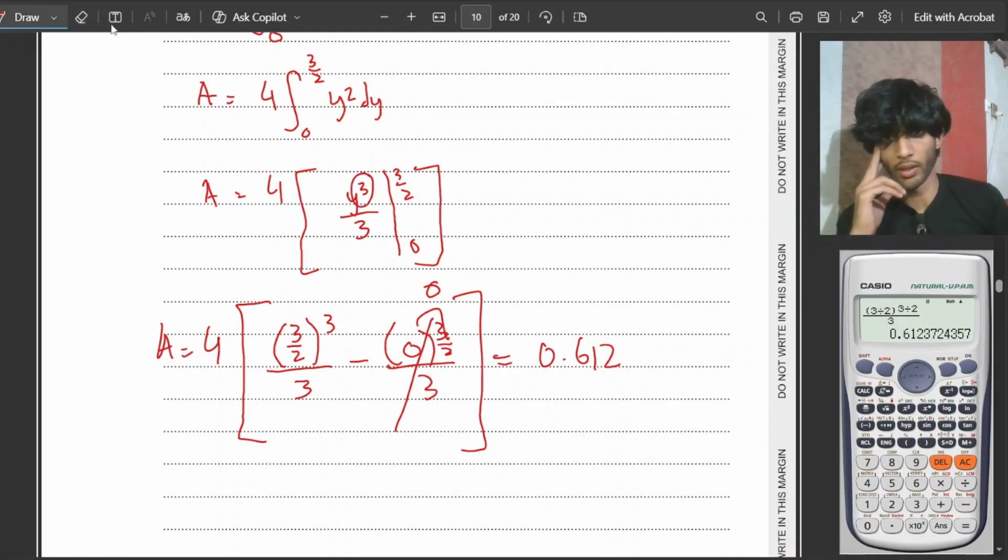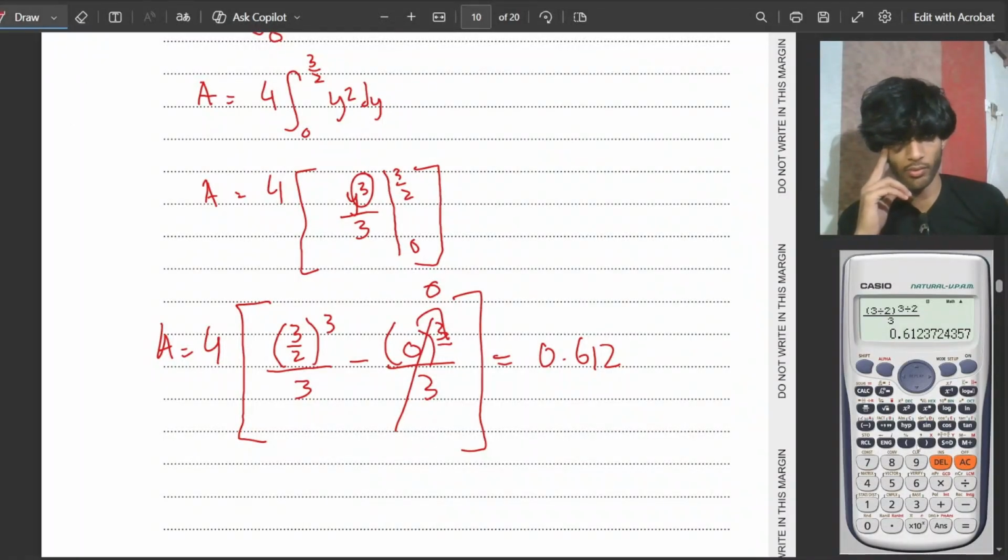Because this over here was 3, that means this is going to be 3 as well over here. So let me just redo this. I'm going to get (3/2)^3 divided by 3, which is going to be equal to 9 over 8.